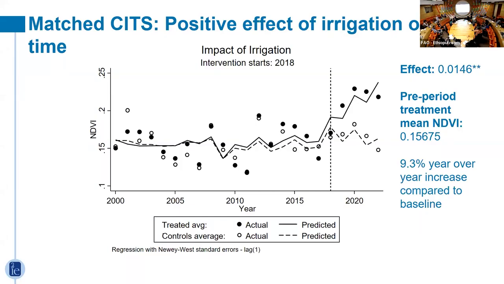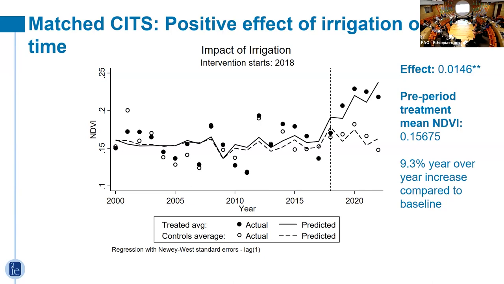So looking at the results, looking first at our matched controlled interrupted time series, we can see a strong, significant positive effect of the irrigation on NDVI over time. Here the solid line is our treated units, Ibohaman and Dugarawa's perimeters. And the dotted line is the weighted average of those control units that were most similar in the pre-period. And you can see that there's a large increase in the treated units compared to the control units after our intervention occurred in 2018. And that effect is essentially a 9.3% year-over-year increase compared to the baseline level of NDVI.